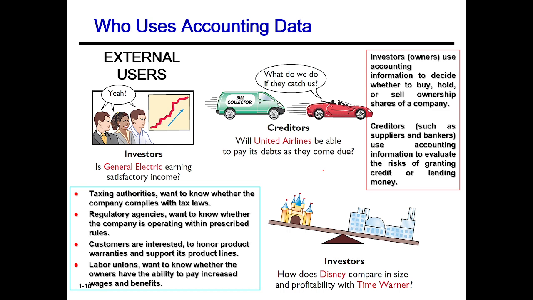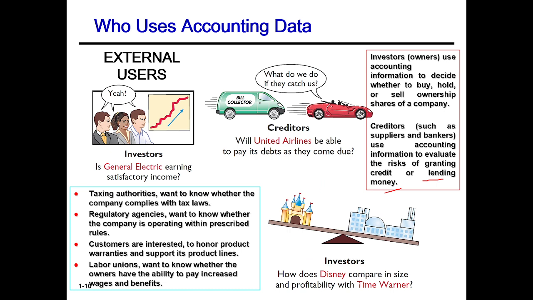For this purpose the external users, that means the investors, can use this information. And creditors, such as suppliers or bankers, use the accounting information to evaluate the risks of granting credit or lending money, whether they will lend the money or not. Just after analyzing the financial statements, they decide whether they will approve any loan or not.